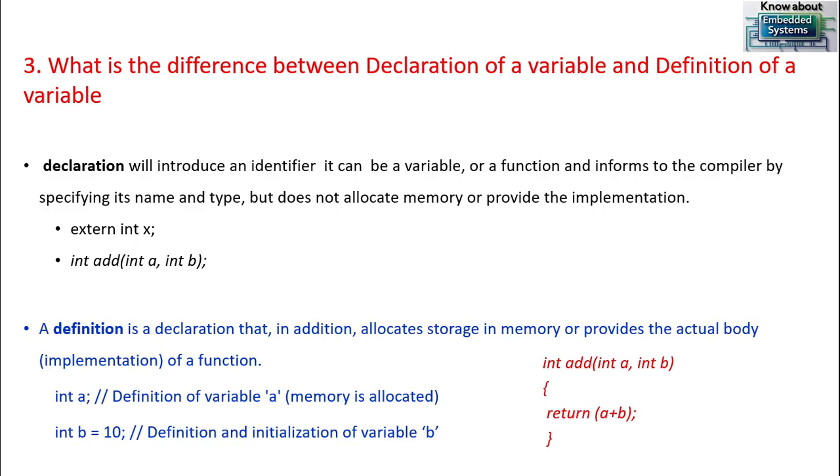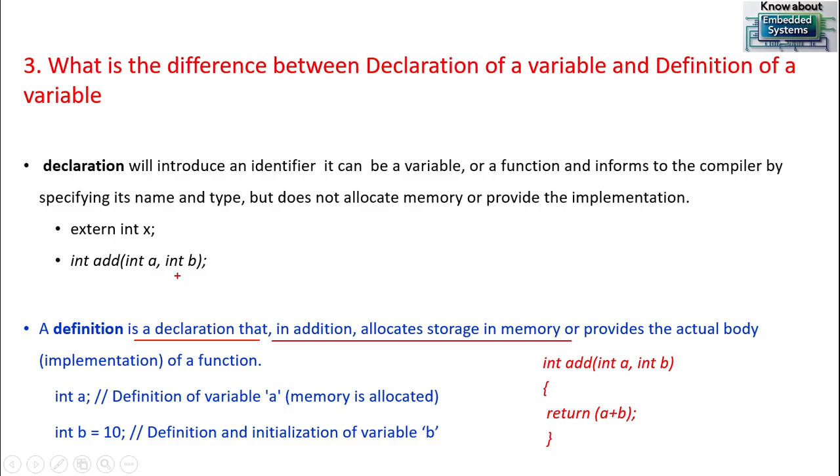Now if you see the definition of defining a variable, you can see a definition is a declaration. In addition to that, it allocates the storage memory. This is very interesting, you have to try to understand here. In addition, what a definition will do is allocate the memory, or it will give the complete body of implementation if it is a function. Okay, so now you got clarity, right?